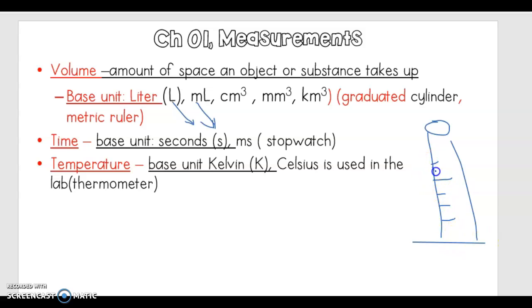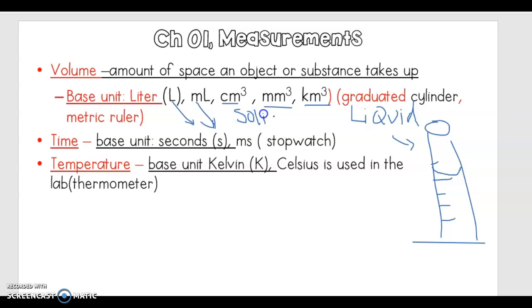You pour your liquid in and you have a curve. So a graduated cylinder is going to measure volume, which is the amount of space an object takes up, if it is a liquid. If it's a liquid, you're going to use a graduated cylinder, and your volume would be measured in liters and milliliters. The liter is the base unit. Anytime you see centimeters cubed, millimeters cubed, or kilometers cubed, that means that you are dealing with a solid.